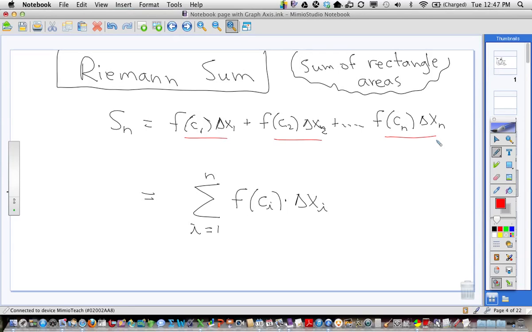All right, now, how many rectangles make a good approximation again? Like 1,000 or 1,000,000 or a bunch of them, right? So we might be adding up a lot of rectangles. Well, it might be to our advantage to be able to write that in some shortcut way. And that's what this is.